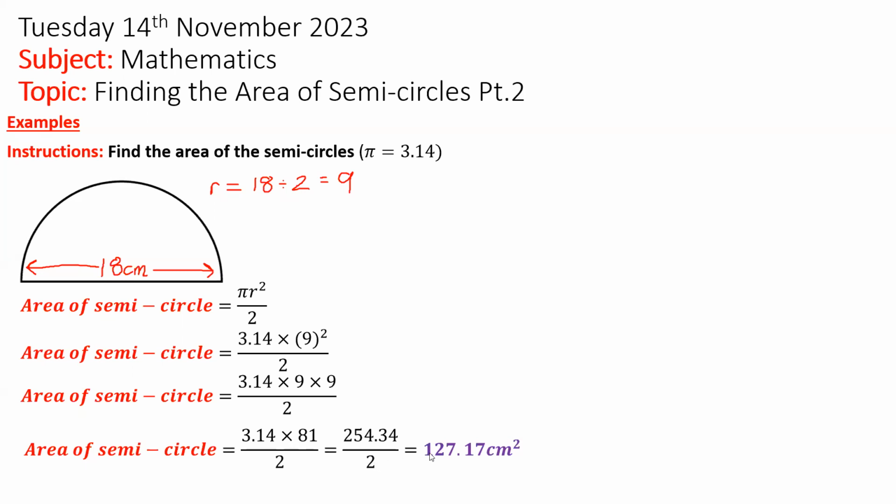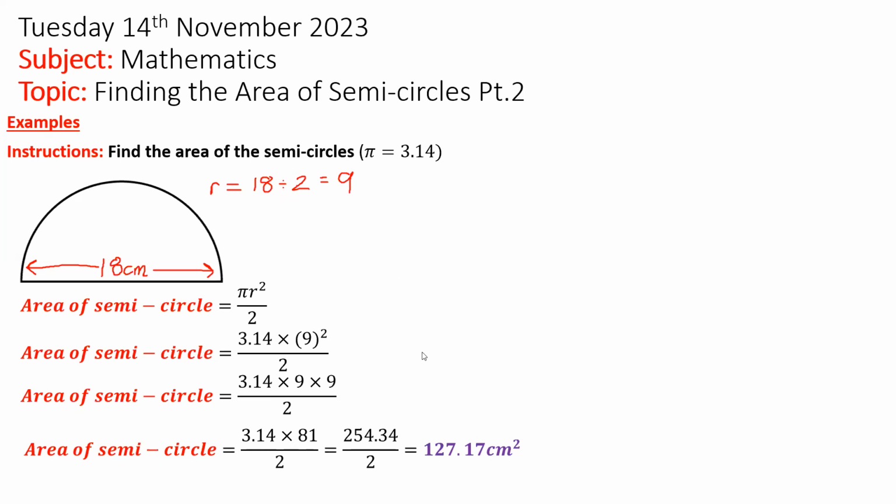And the answer is 1.27 centimeters squared. And it's squared because we're working with the area, and not the perimeter.